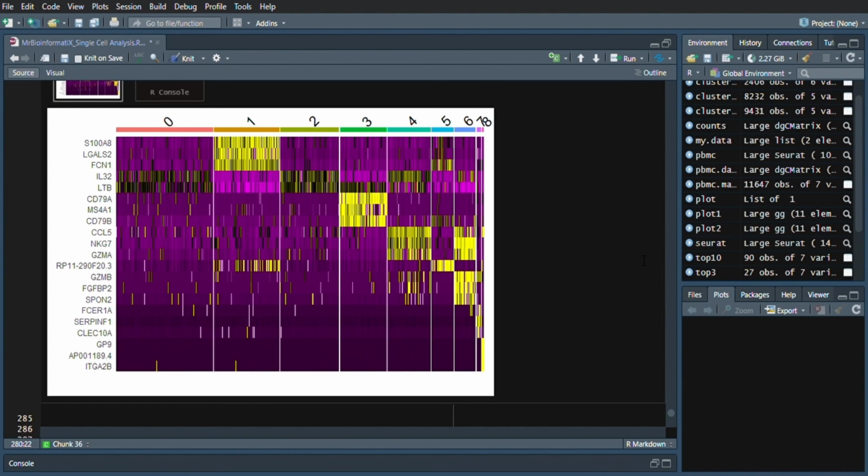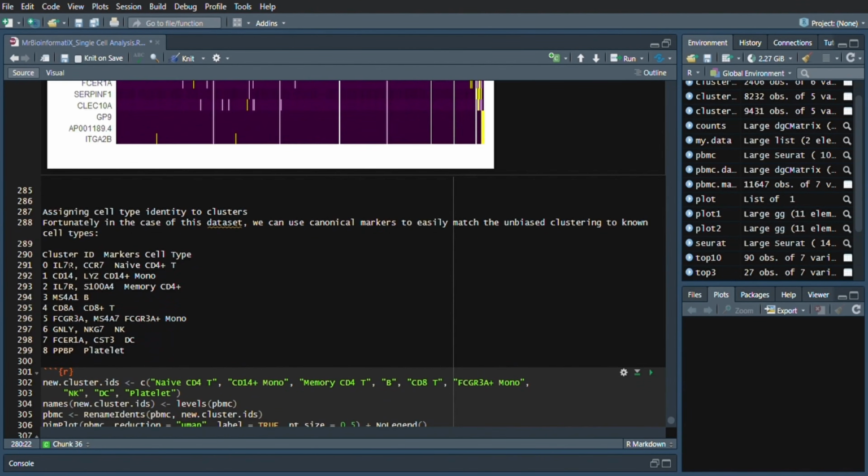Fortunately, in the case of this dataset, we can use canonical markers to easily match the unbiased clustering to known cell types. For example, we have cluster ID, markers, and cell type. For cluster 0, we have IL7R and CCR7, and for the cell type, we have naive CD4 plus T. And cluster 1, we have CD14 and LYZ, and for cell type, we have CD14 plus mono, and so on.